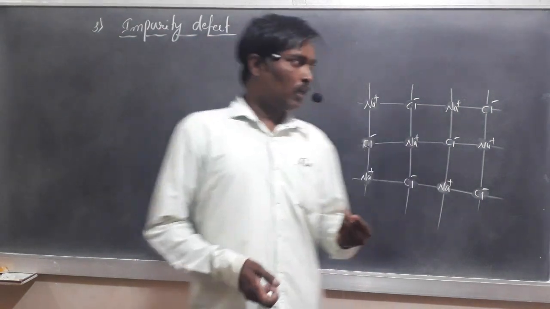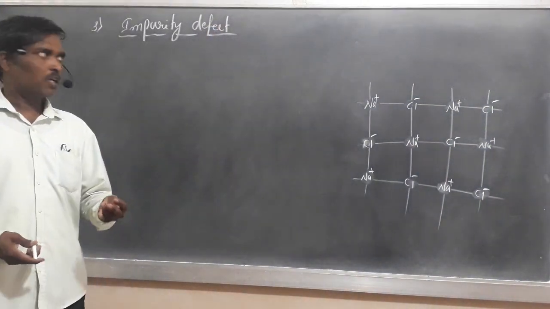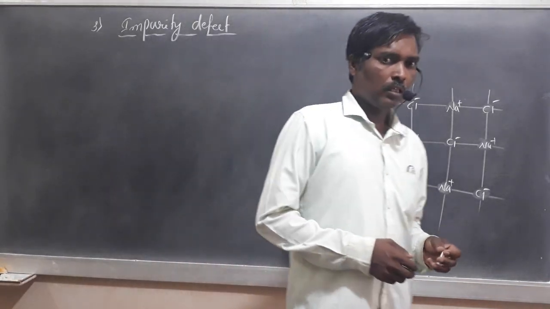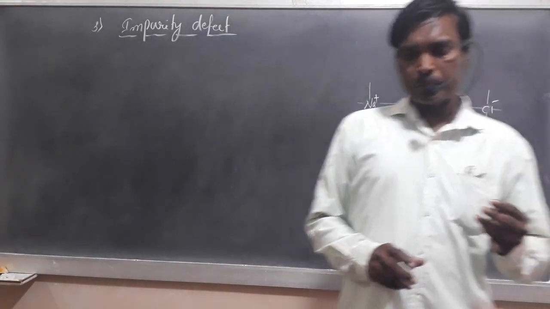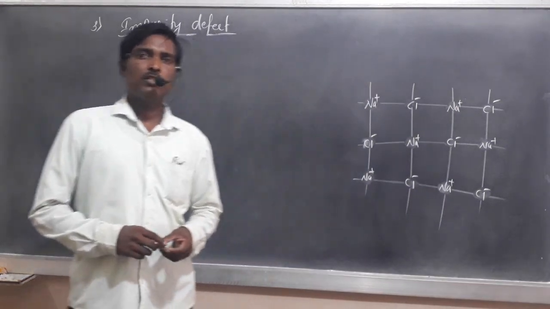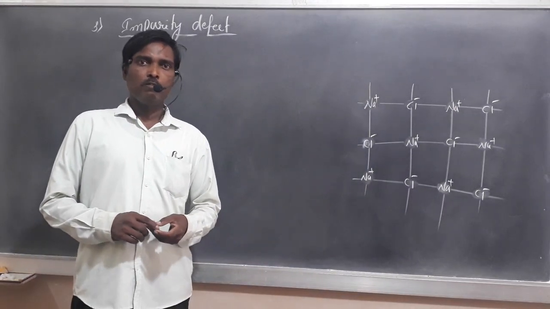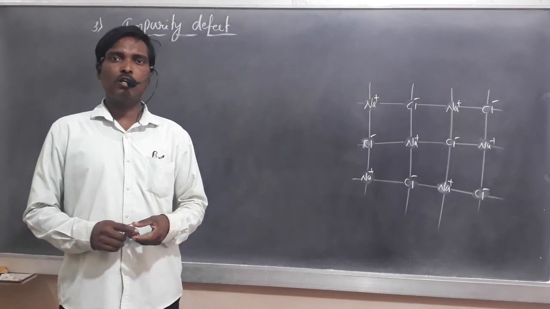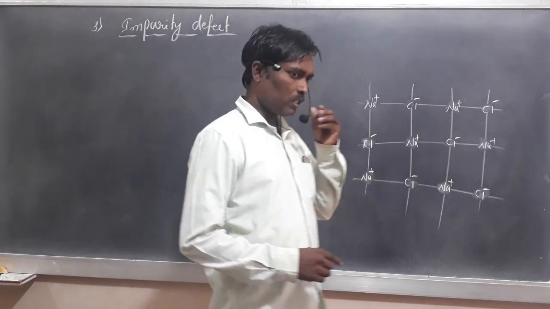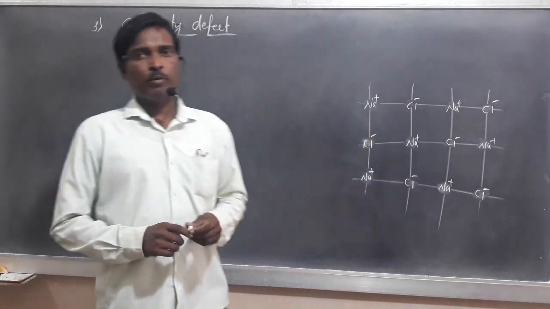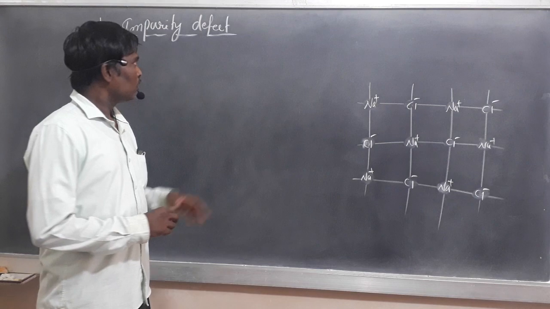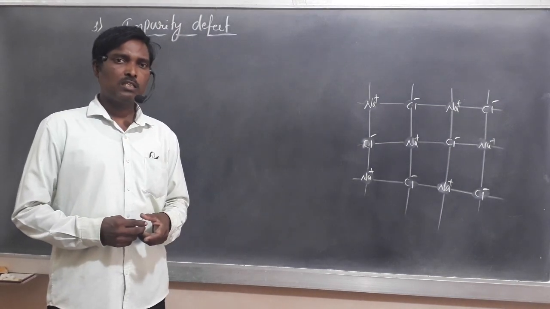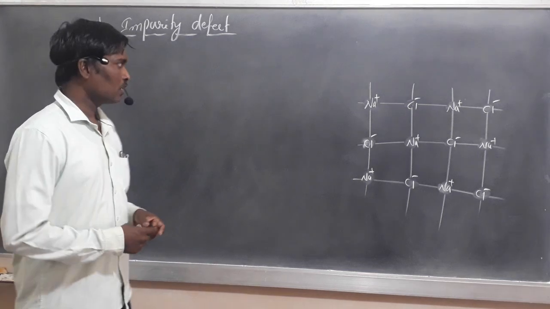Hello students, in my last video we discussed the two defects in solids, that is stoichiometric defects and non-stoichiometric defects. We studied the types of stoichiometric defects in ionic compounds and non-ionic compounds, and also non-stoichiometric defects, where there are two types: one is metal excess and another one is metal deficiency defect.